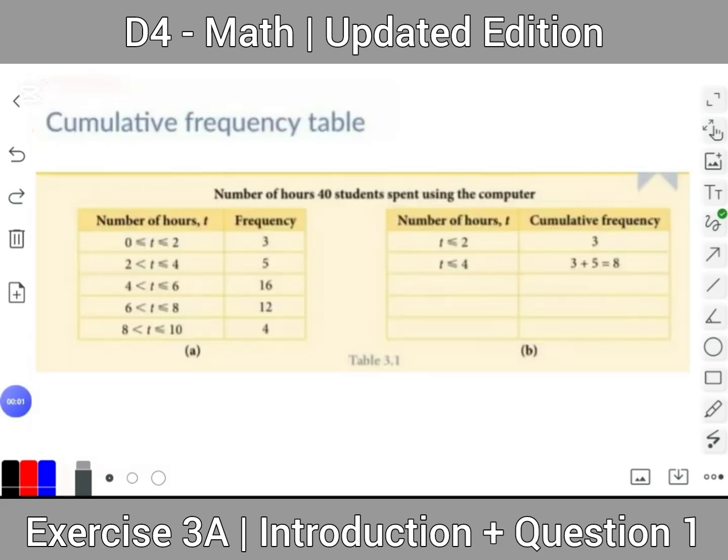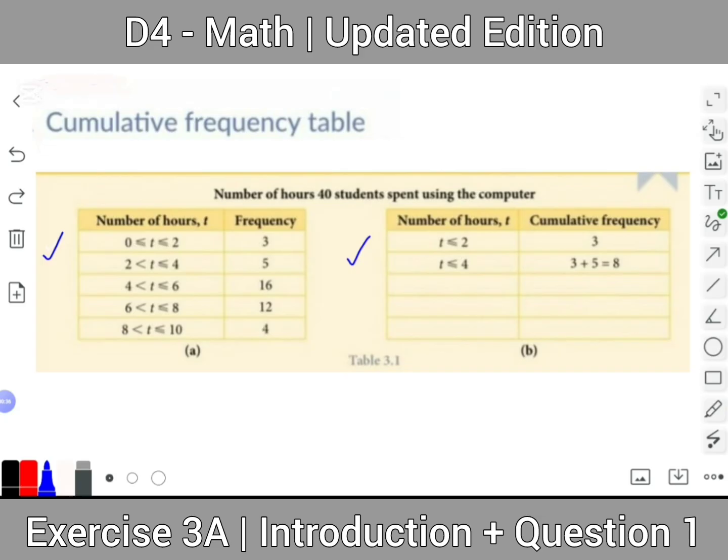In today's lesson, we will understand how to construct a cumulative frequency table with the help of this example. Here we have two tables: the number of hours 40 students spent using the computer. The table on the left hand side is a regular frequency table, and on the right hand side we have to construct the cumulative frequency table from the given regular frequency table.